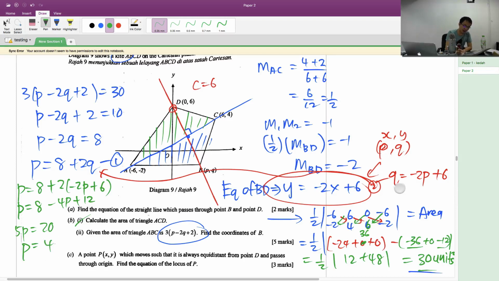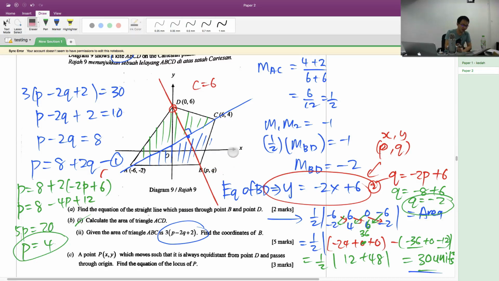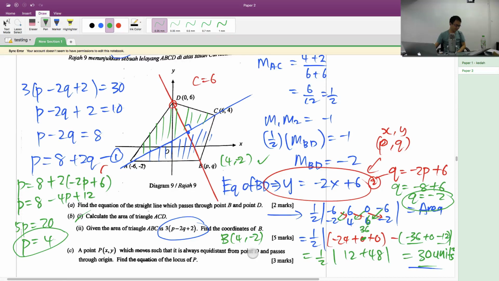Then I substitute it back to find Q. Negative 2 multiplied by 4 is negative 8, plus 2. So Q is negative 2. Every time when I get the answer, I will always substitute it back to see whether it makes sense or not. So if I call this coordinate over here as 4, negative 2, does it make sense? Yes. Then I guess this is the answer. So coordinate B is 4, negative 2. Alright, this is the idea.